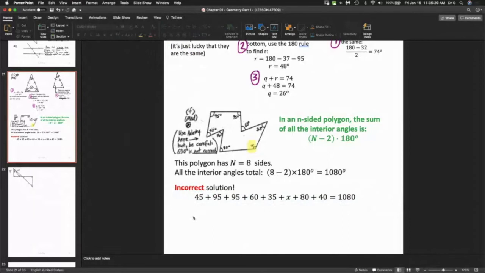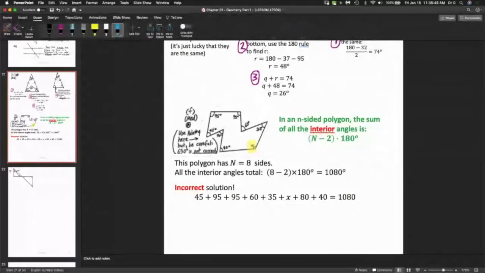It's not 60. Ram, you are correct, my friend. So there's a very important word in this formula. Interior. What does the word interior mean to you? That's right, Lucas. Some of these angles are on the outside. So this angle here is wrong. And this angle here is wrong. This one here, bad, and this one here, bad.